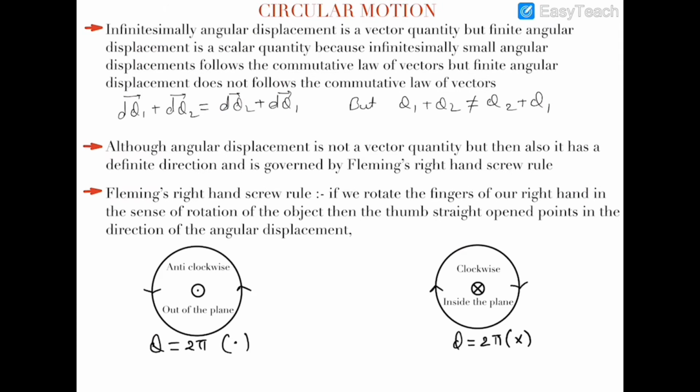Now a very important point to note is about the vector and scalar form of this angular displacement: very small angular displacements, which are infinitesimally small, follow the commutative law of vectors. The commutative law of vectors is the fact that vector a plus vector b is equal to vector b plus vector a. This is the commutative law.